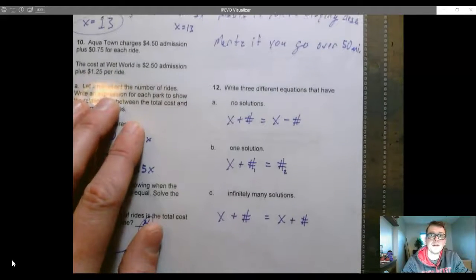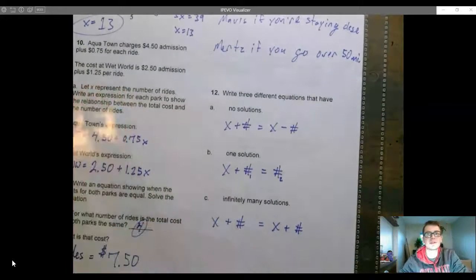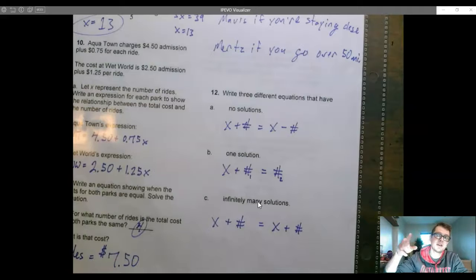And in 12, you should be able to understand what I mean by this or come work with me in AO or extensions. Because I need to get on Zoom with some of you, I'm going to stop my video here. But if you want to come see me about no solutions, one solution, or infinitely many solutions, you've got 3 times throughout every day to do that. Math Lab, AO, and extensions. Oh yeah, math class. So you got 4.